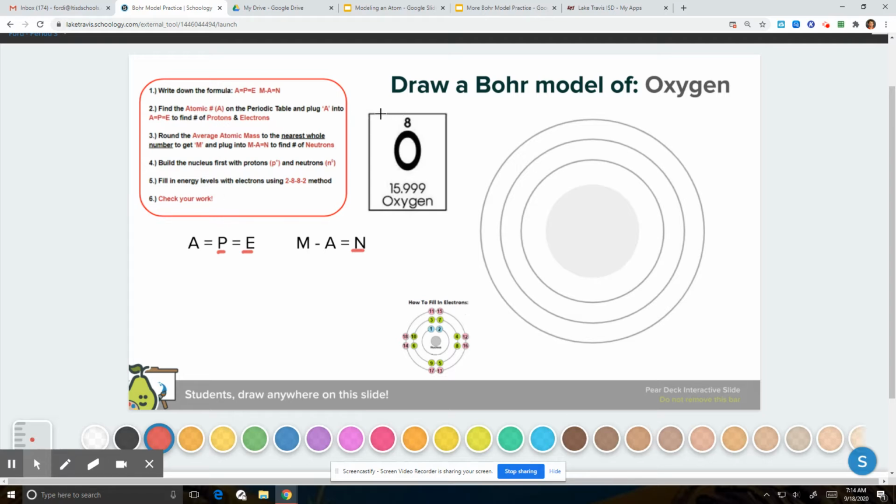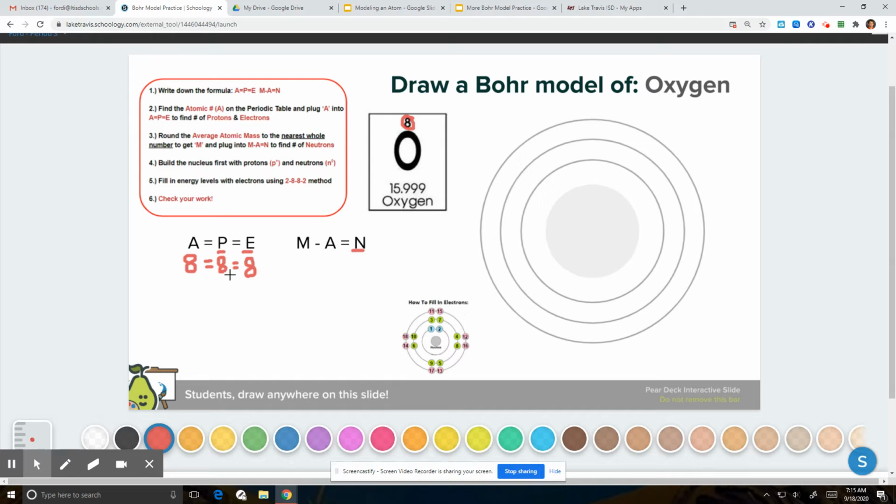And if I look at the block of the periodic table, I see typically that the atomic number is this top number right here. And I always know that it's the atomic number because it's a whole number that does not have a decimal point. So once I determine that that is my atomic number, I'm going to plug this number, 8, into A down here. So now if I know that A is 8, because A is equal to P, I know also that P is 8. And if P is 8, I know that E, or electrons, are also 8.